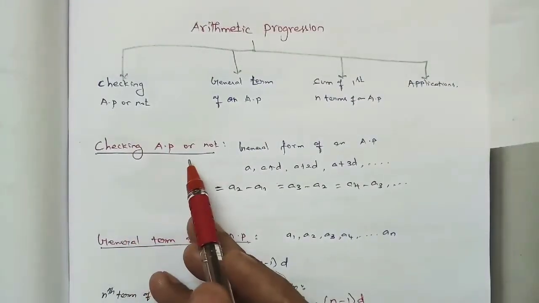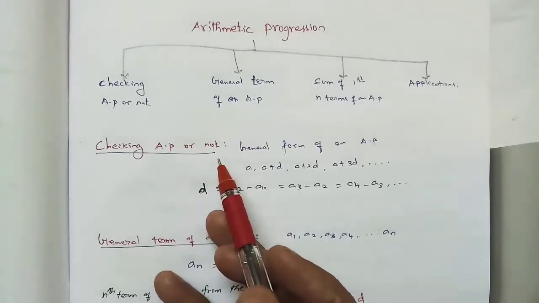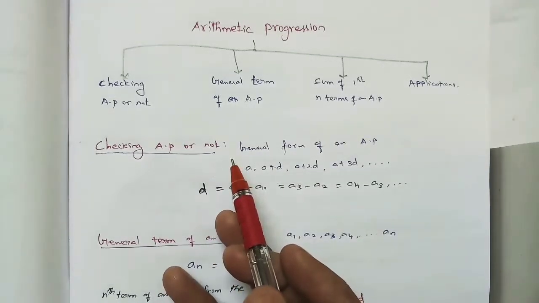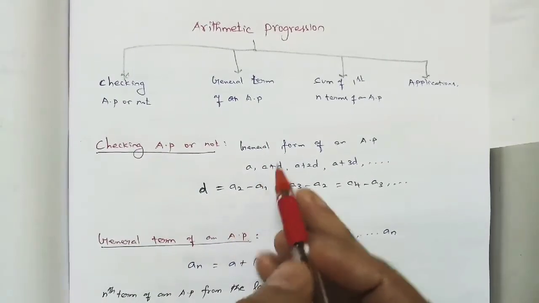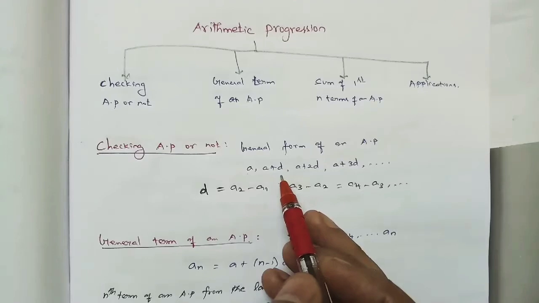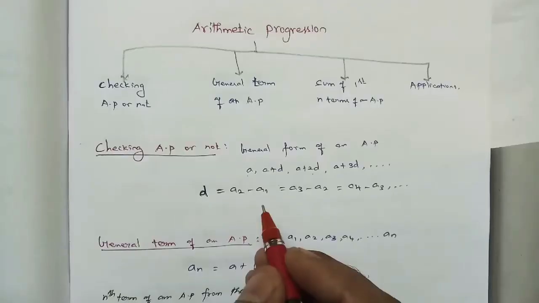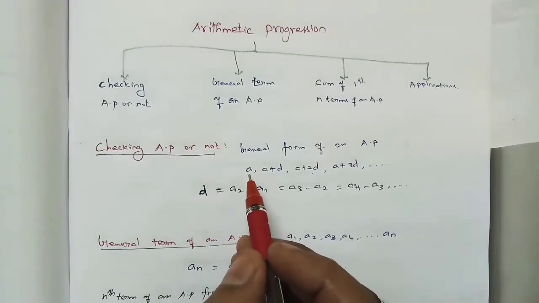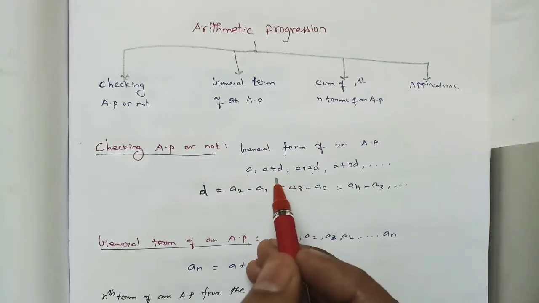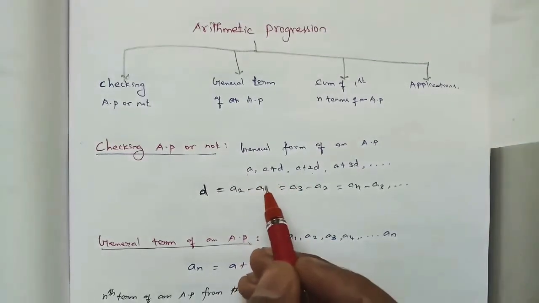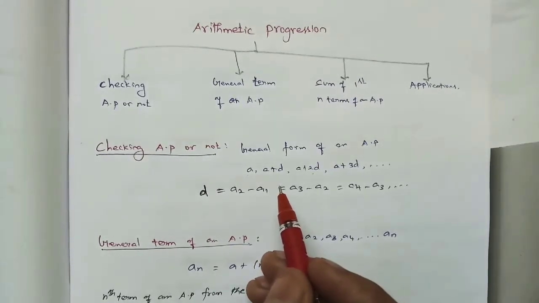Okay, come to checking AP or not. First of all we want to know the general form, not the general term. General term means the particular term alone. The general form of an AP is a, a plus d, a plus 2d, a plus 3d and so on. Here the first term is a, the second term is a plus d, the third term is a plus 2d. Just compare that. Already we have discussed this in the introduction class and seen so many sums, but you want to know, that's why once again we are recalling.